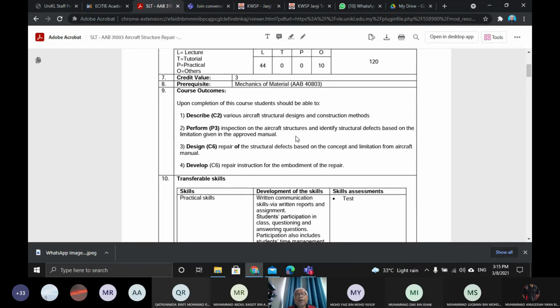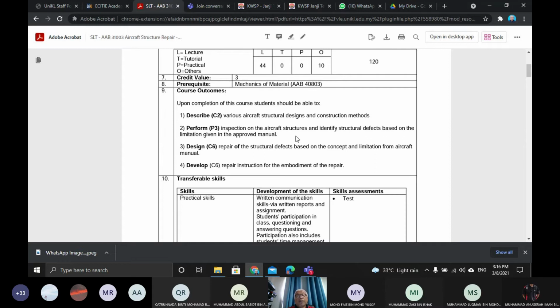Number 3, design repair of the structure defect based on the concept and limitation from the aircraft manual. So for us in the aviation industry, we are blessed because everything that we do, we need to follow the books, and the books are there for us for reference. It means that in the aircraft industry, we cannot be the champion and think that we know everything. How much you know, how long you've been working on the aircraft, we still need to refer to the books.